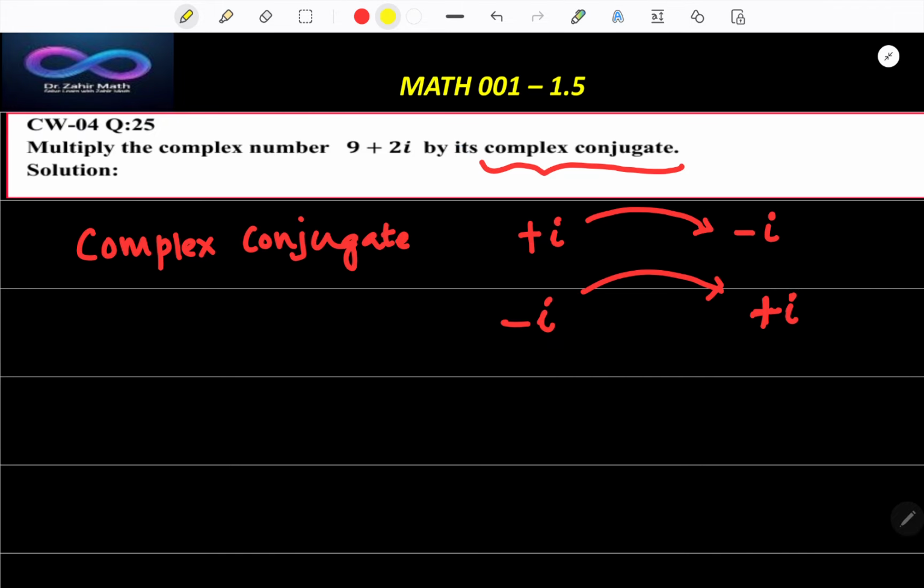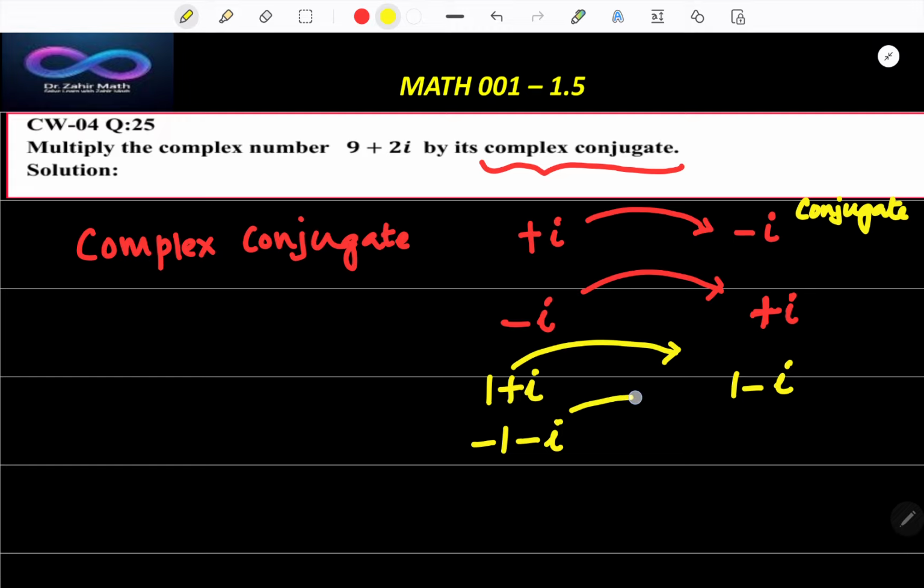So now, suppose I give 1 plus i. Can you tell me its conjugate? 1 minus i is the conjugate. Suppose I give minus 1 minus i. What is the conjugate? Minus 1, no change. Only you are going to change i, which is plus i. So conjugate means you are changing the sign of i. Sign means plus becomes minus, minus becomes plus.